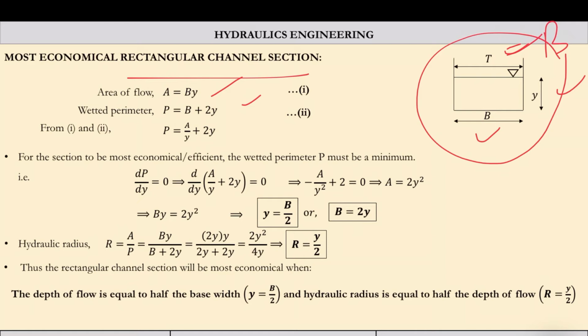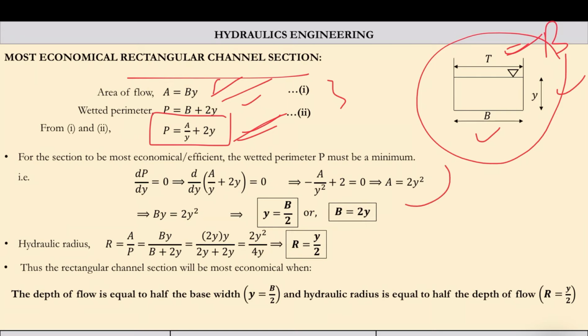Now we want to have perimeter in terms of depth. We want to check the minimum perimeter for a given depth. If perimeter is there and we are changing, there can be only one variable, but B is also variable and Y is also variable. So we have eliminated B from these two equations. From here you can see A is equal to B into Y, so B will be A by Y. So we have calculated perimeter in terms of Y and A. Because area is constant, the only variable is Y here. So we will differentiate it and put it as 0.